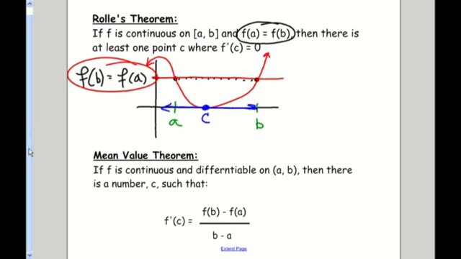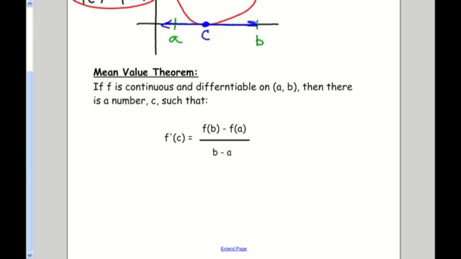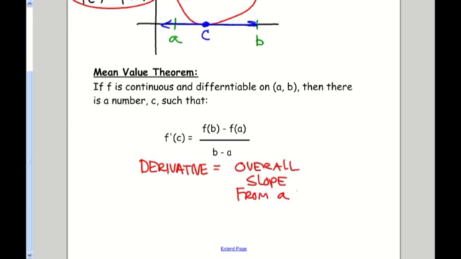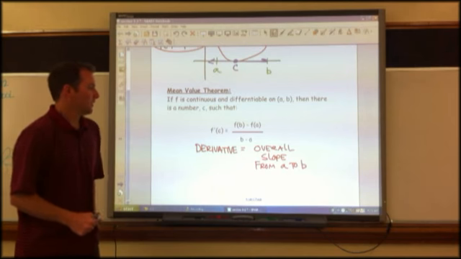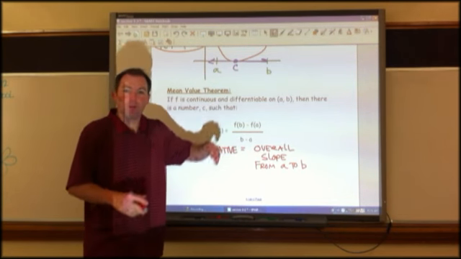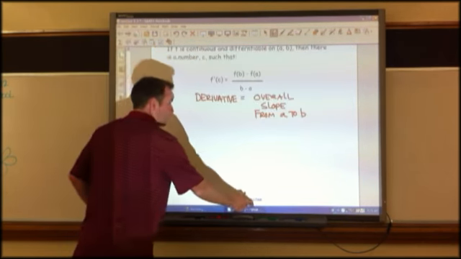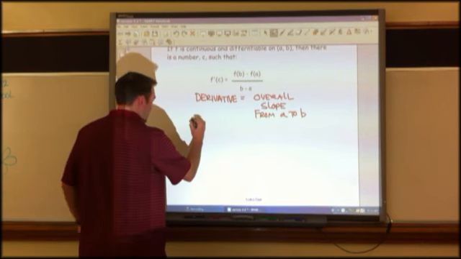That goes one step further with the mean value theorem. It applies to some more situations. This one's actually saying that the derivative is equal to what we'll call the overall slope from A to B. There's got to be a point in there, not where it's just 0, but where it's any slope that there is for A and B. So now we're saying f of A doesn't have to equal f of B.